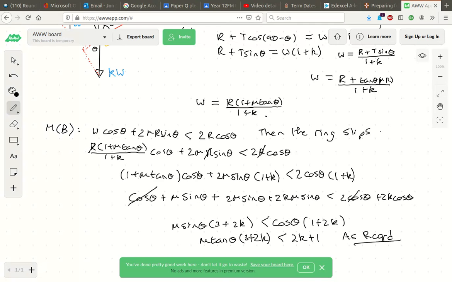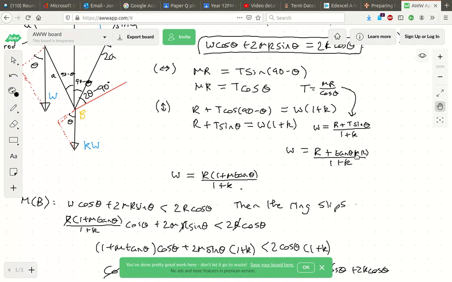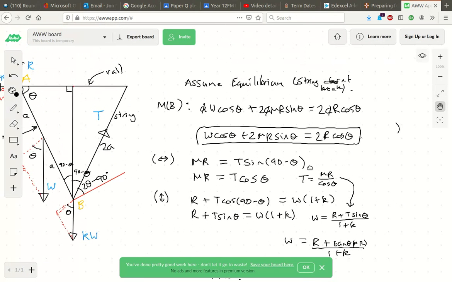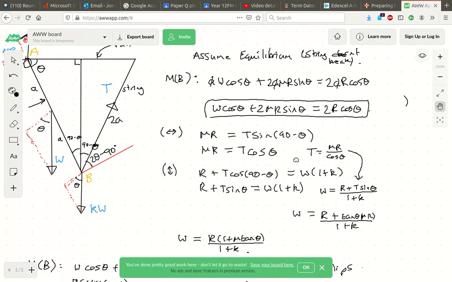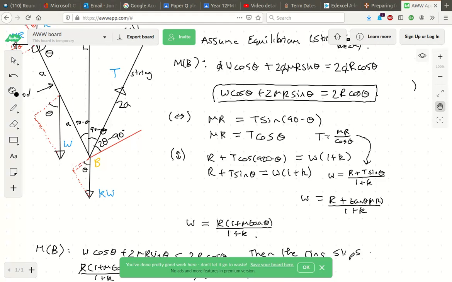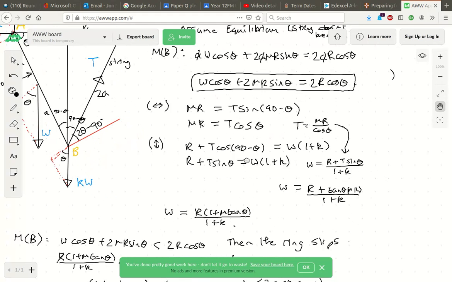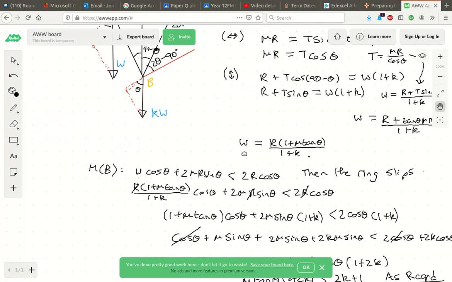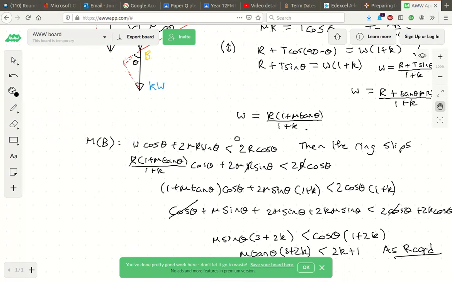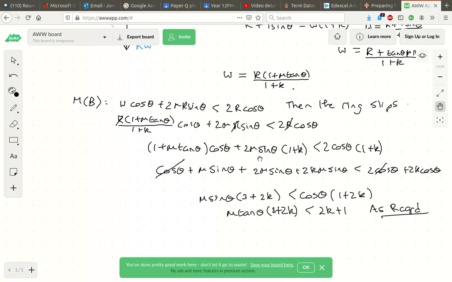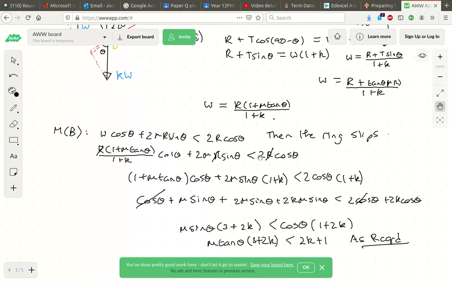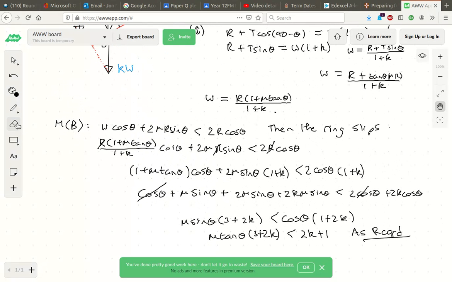And if you want to have a little look at what you've actually achieved there, we assumed that everything was in at the point of slipping, just about to slip, that the string was just about to break, if you like, and made the lefts equal the rights, the ups equal the downs, and the moments equal each other. But then we said, okay, well, let's say the ring slips. Let's use the moment at B equation and point out that the moments to the left are less than the moments to the right, and then we've got our final answer. Okay, hope that makes sense. Let's now go on to part 3.